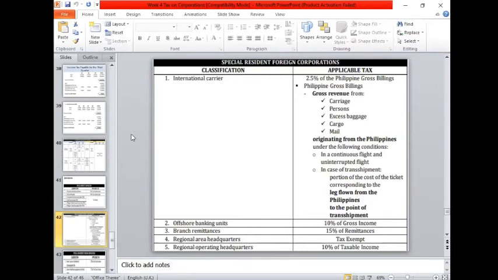The branch remittances, okay, the special tax is 15% of remittances. The regional area headquarters, they are tax exempt. The regional operating headquarters are 10% of taxable income.